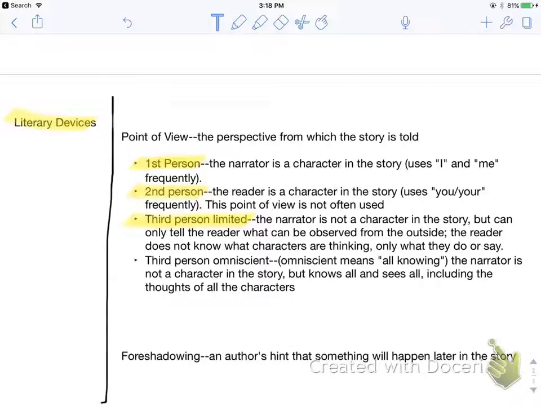That's it. Now, on the other hand, third person omniscient, that's a big word. Omniscient means all knowing. A third person omniscient narrator does know everything and sees everything. They're not a character in the story. The narrator wasn't there to experience it. They can report on it, but they can also crawl inside the heads of all the characters and tell you what they're thinking because they know everything, they see everything, they can see the future, they can see the past. It's a little bit like God telling the story.